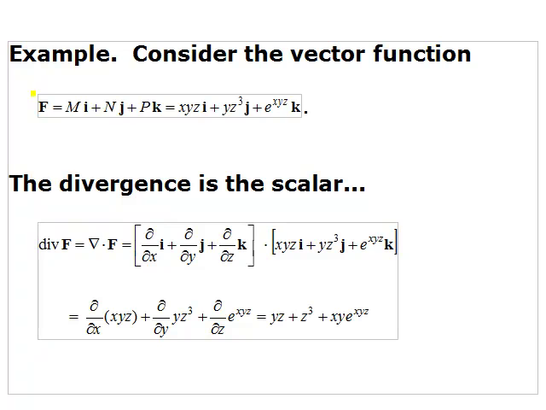So here's my vector field f, and let's let it have components. M will be xyz, n will be yz cubed, and p will be e to the xyz. Now to take the divergence is the dot product of del with f. So here's del again, the dot product, and then f afterwards. When we take the dot product, we of course end up with a scalar.